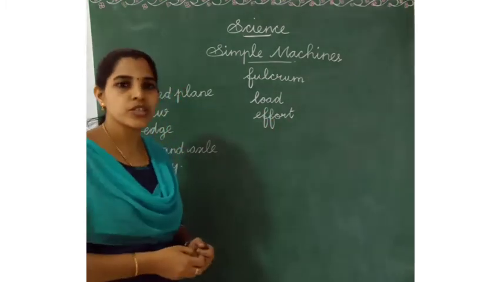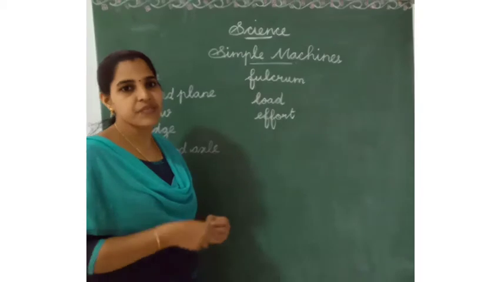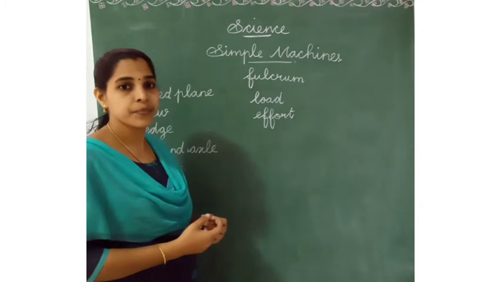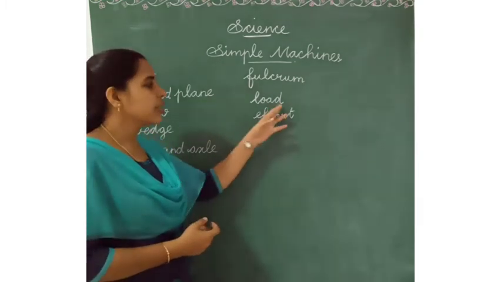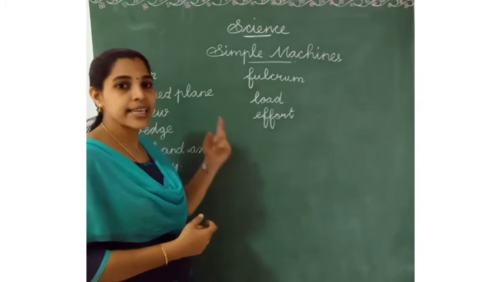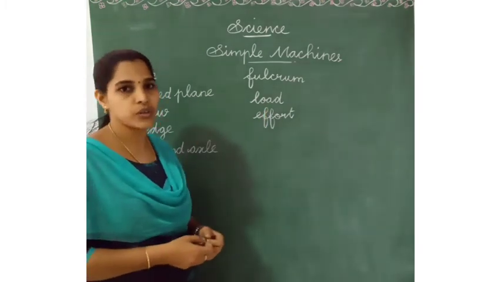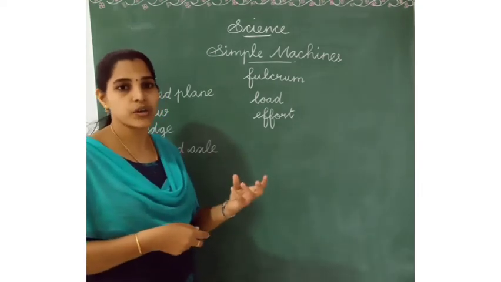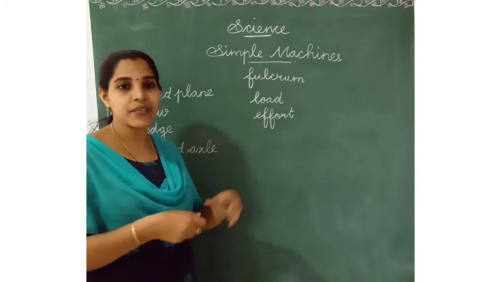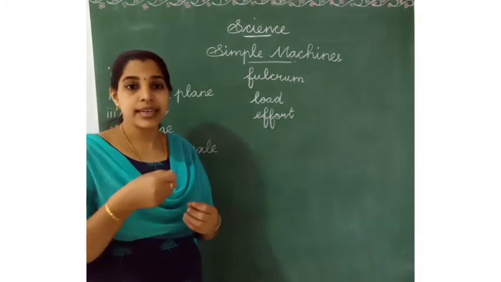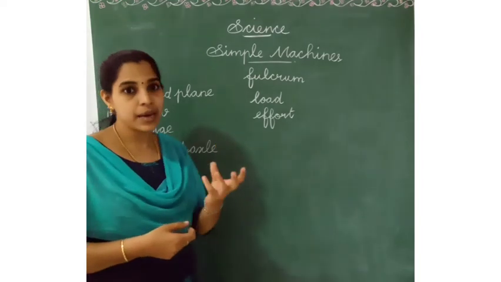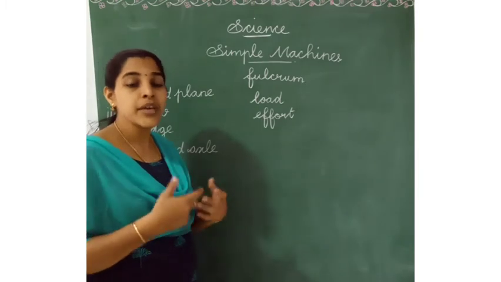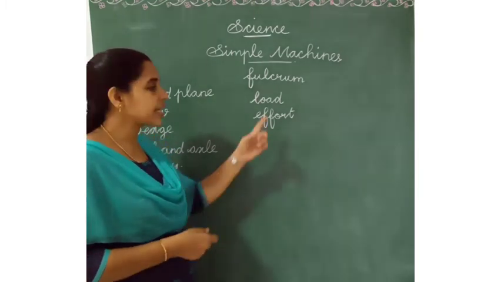Then load. What is the load? An object when we use in the lever. We use an object in the lever, that is called load. For example, when we use the scissors, we cut the cloth, so cloth is the load. In the lemon squeezer we use the lemon, so lemon is the load. So when we use an object, we say it is the load.